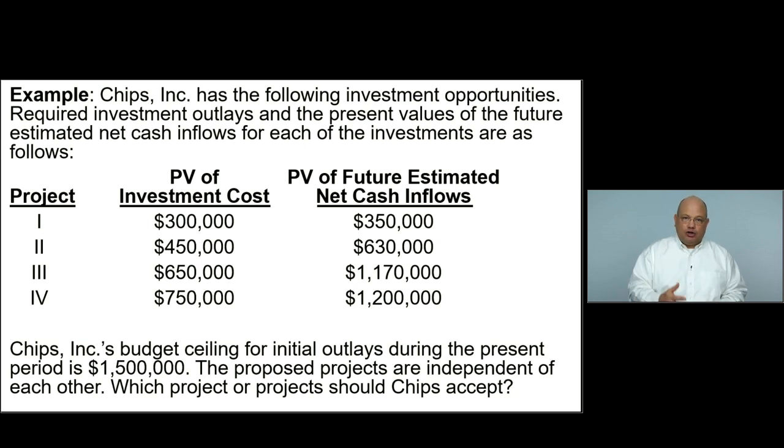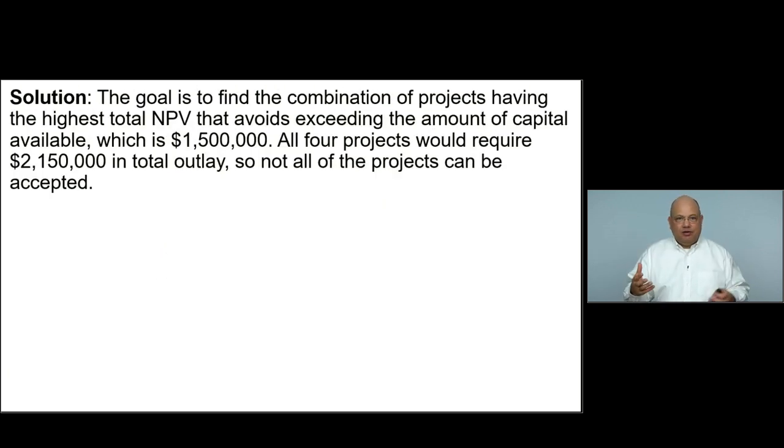So what we're going to do in this is find that combination of the projects that are not going to be more than $1.5 million. Okay? All of them is $2.15 million. So we can't do all of them.